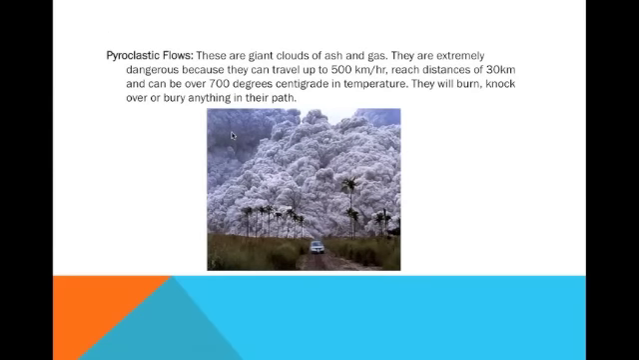Pyroclastic flows. These are giant clouds of ash and gas. They are extremely dangerous because they can travel up to 500 kilometers per hour and reach distances of nearly 30 kilometers, and they can be over 700 degrees centigrade in temperature. They will burn, knock over, or bury anything in their path. So it's extremely dangerous.